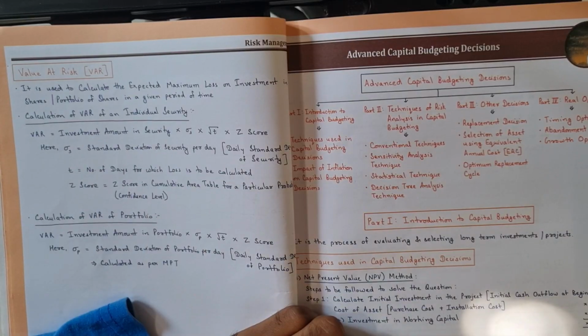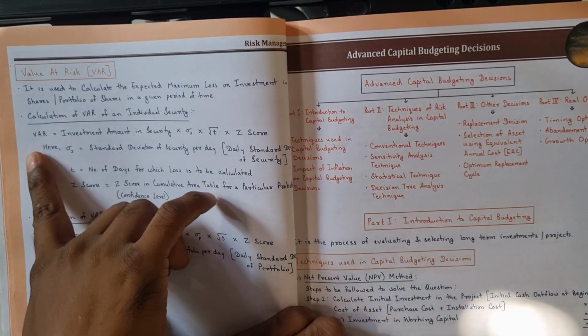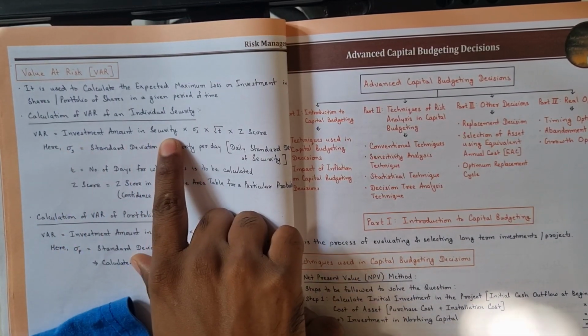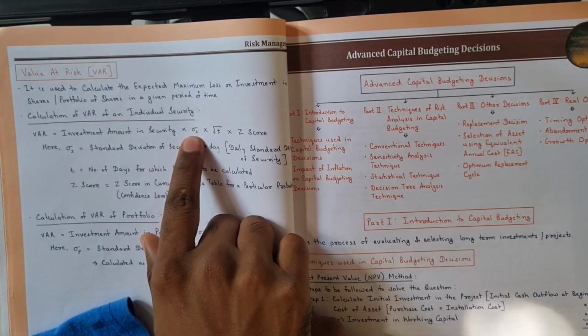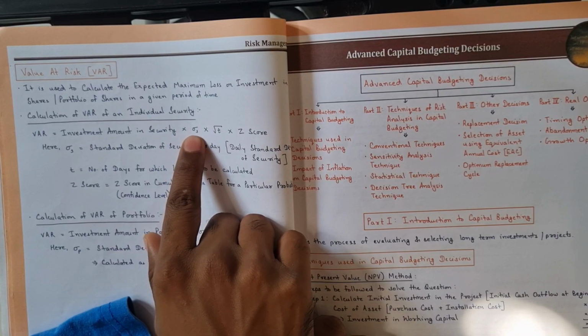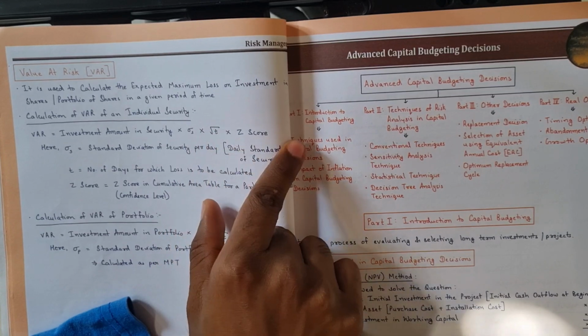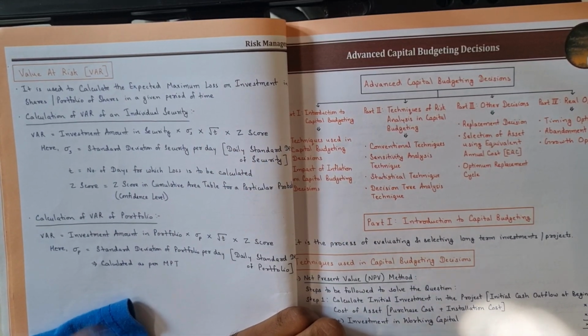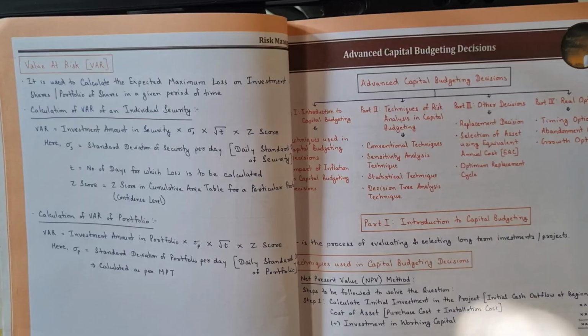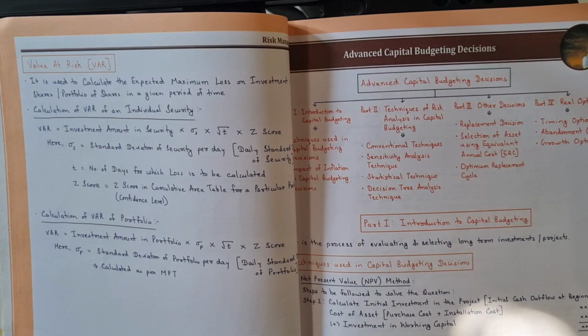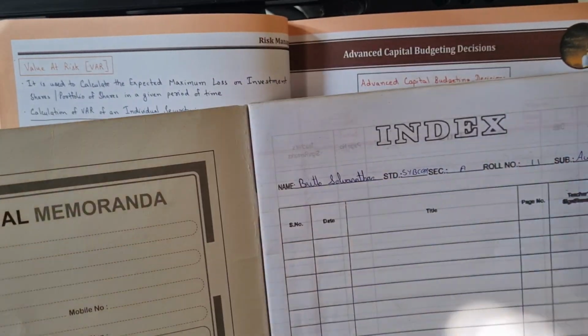Here they have given a formula. VAR is equal to the investment value of the security into the standard deviation of 1 day into the square root of time into the z-score. You might feel, oh, what formula is this? I'll explain how it is derived. It's very easy.